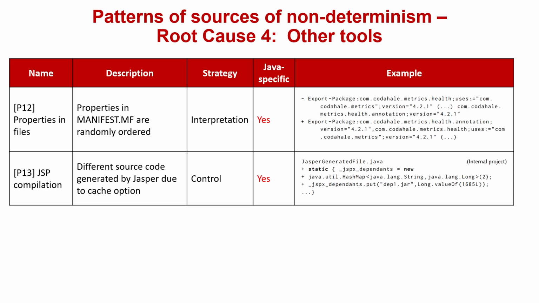The fourth root cause is the other tools. For example, JSP is a Java-based technique to create dynamically generated web pages. The JSP files can be parsed to Java source code so that they can share all the APIs and functionalities provided by the JVM. To do that, we need a technique such as Tomcat Jasper. A source of non-determinism is identified during the process, as the caching option in the Jasper engine causes the generated source code to have non-equivalent static variables. Both of the patterns are Java specific in this root cause.